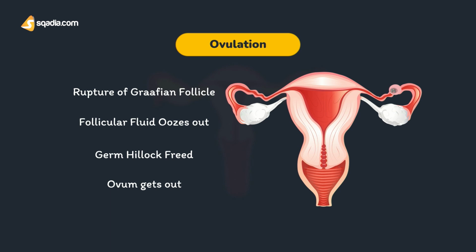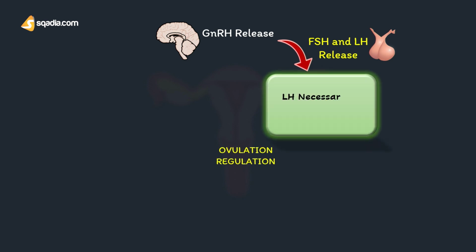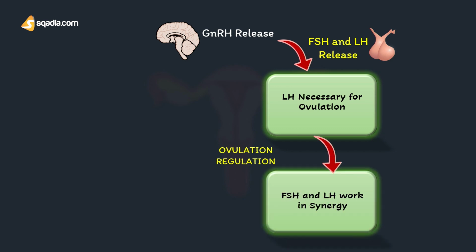Now we should talk about how this whole process is regulated. Of course, GnRH and FSH are involved, but specifically LH is really important here for ovulation. Without LH, or luteinizing hormone, there is no ovulation, even if a large quantity of FSH is secreted. Even if so much follicle stimulating hormone is secreted, if there is no LH, no ovulation is going to occur. Okay, so keep that in mind.